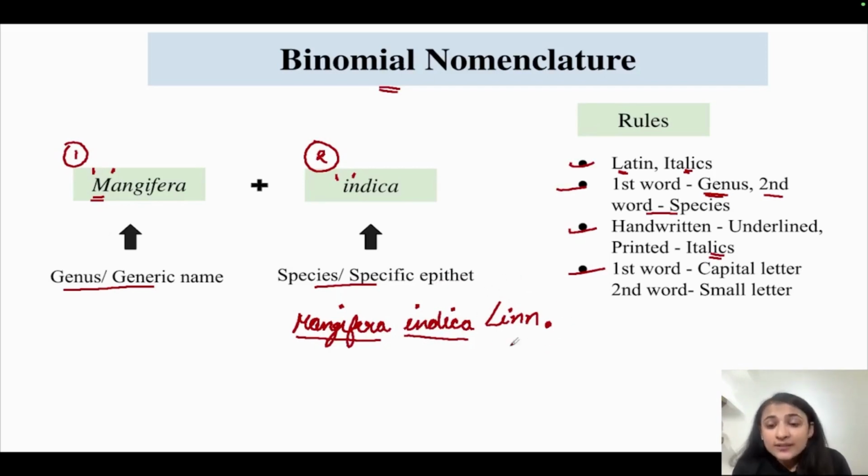And the author's last name is abbreviated. For example, the full name of Linnaeus is Carolus Linnaeus. So the last name is written in the abbreviated form. And what does it tell? That this organism was first described and identified and named by Linnaeus.